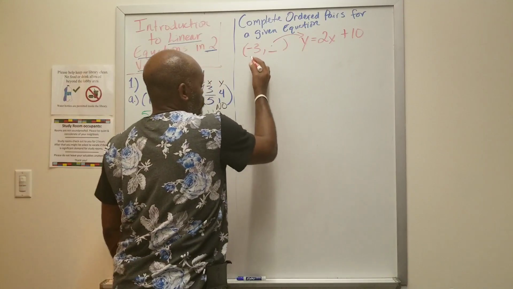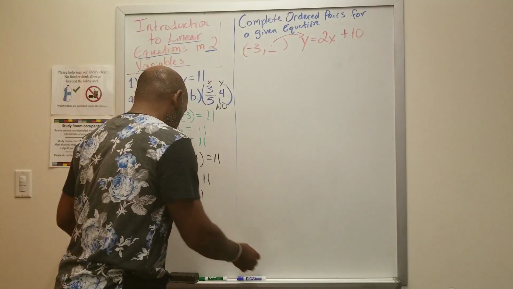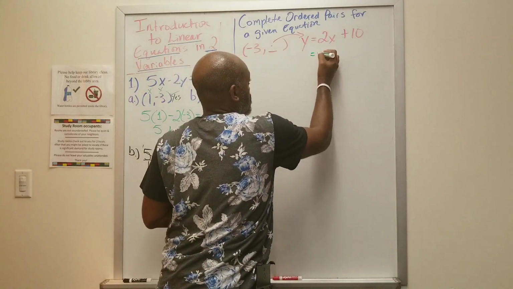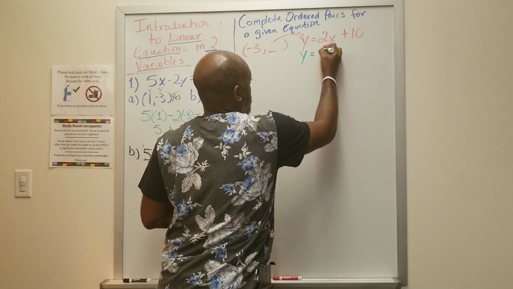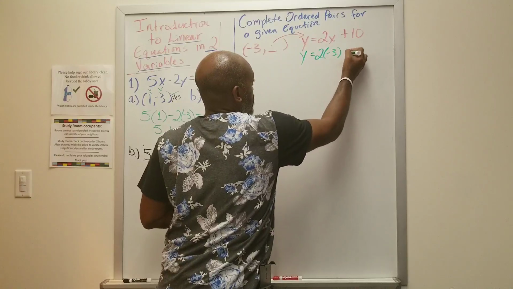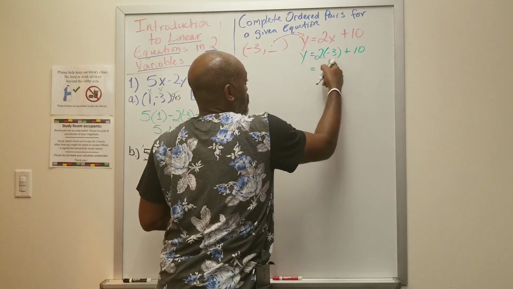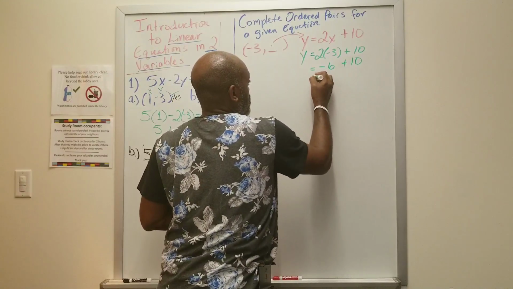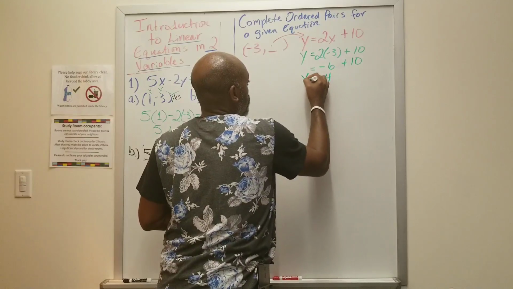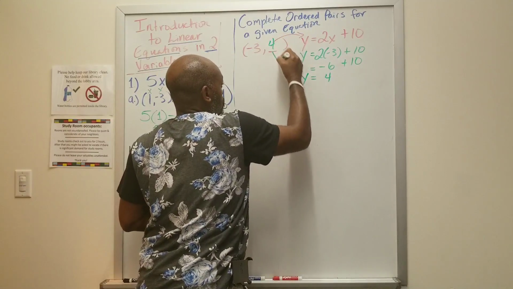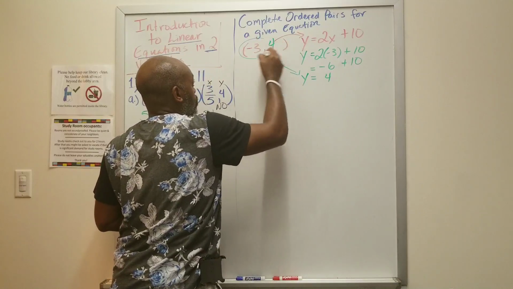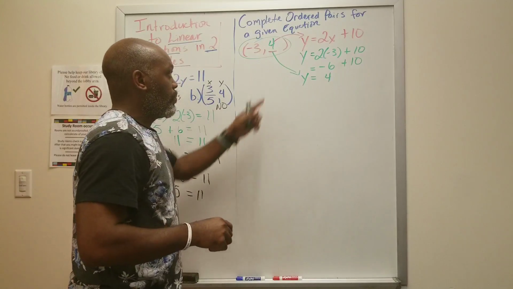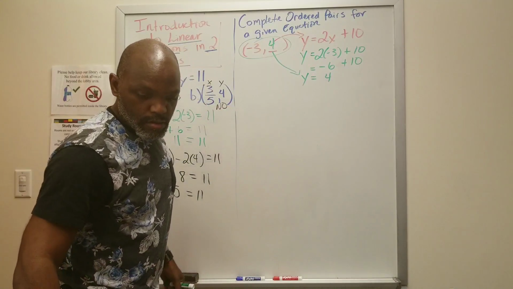Okay, these are the same thing. So what I'm going to do is replace my x with negative 3. Then I'm going to solve it. 2 times negative 3, negative 6, plus 10 equals 4. So y equals 4. So 4 will go there. So this ordered pair satisfies this linear equation in two variables.